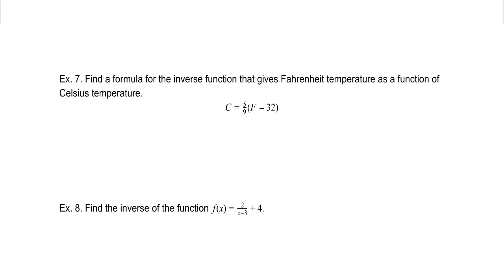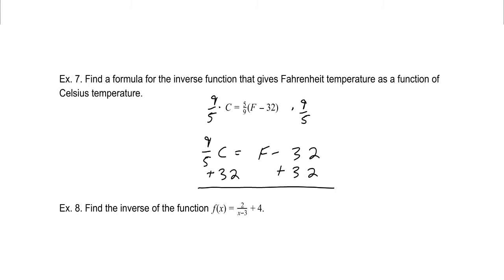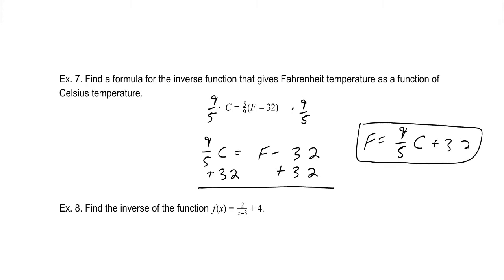So the first thing we will do is multiply by 9/5. That is the reciprocal of 5/9. That will reduce so that we have 9/5 c equals f minus 32. To isolate f, we'll add 32 to both sides. And because those are not like terms, we have the function f equals 9/5 c plus 32. That's our inverse function.